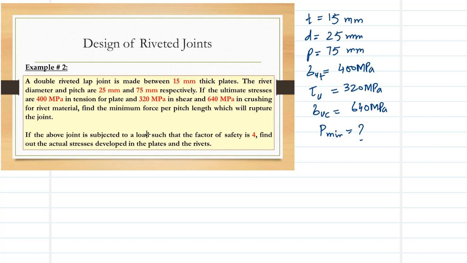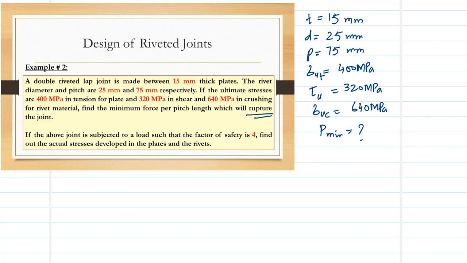Clear? It's the same case. The only difference between this numerical and the previous numerical is that you have to find the rupture force, the force which will rupture the joint. Rupture means failure, crack, or disintegration. Rupture will only occur when your stress reaches the ultimate value. I'm again repeating, rupture only occurs when your stress reaches the ultimate value, which is the ultimate tensile stress, or ultimate crushing stress, or ultimate shearing stress value. Clear? When your joint reaches the yield stress, plastic deformation starts. But when the stress reaches a point which is called ultimate strength, the material actually fails. So we have to find the minimum force that will rupture the joint.